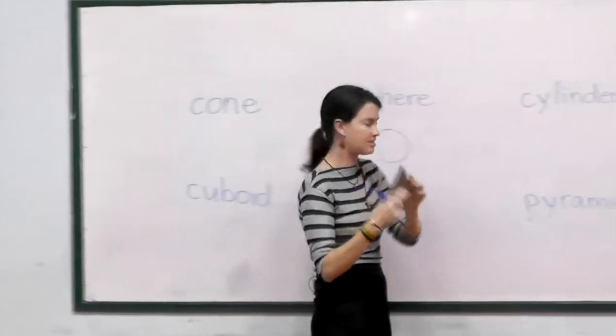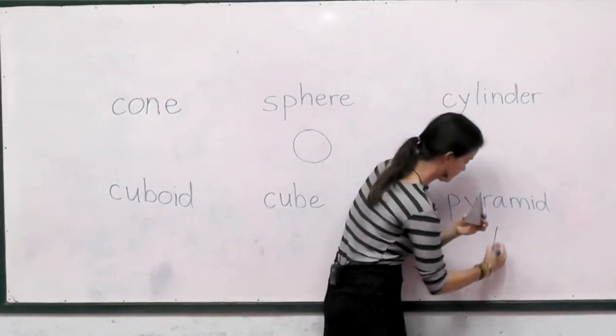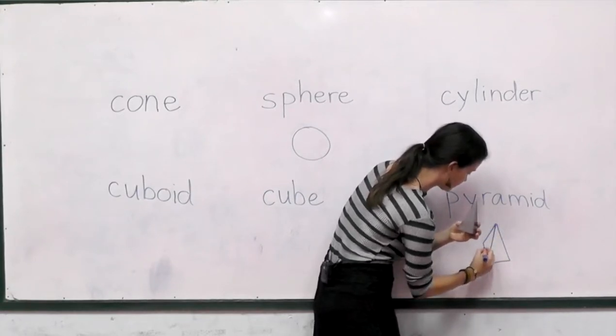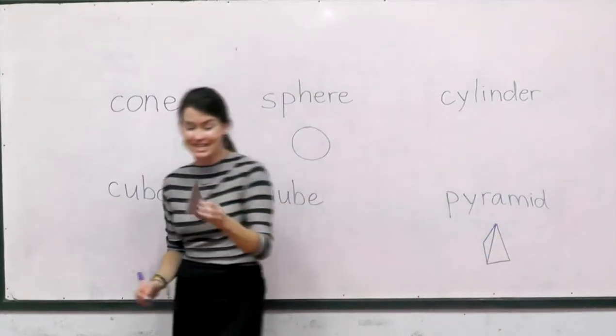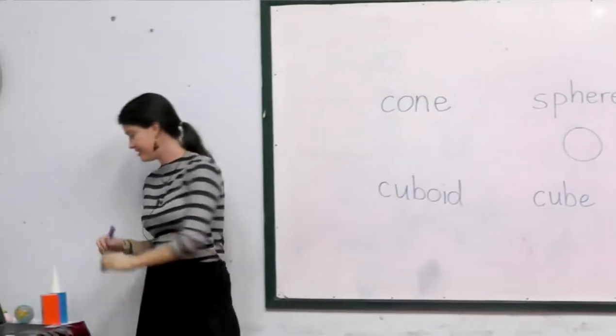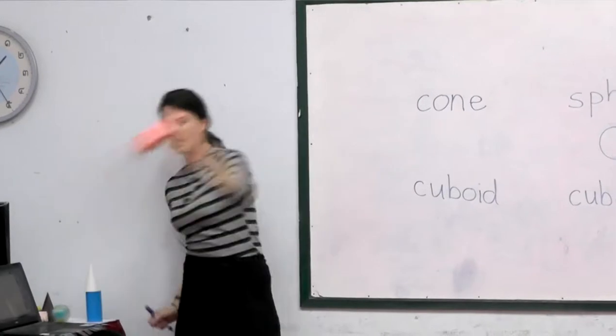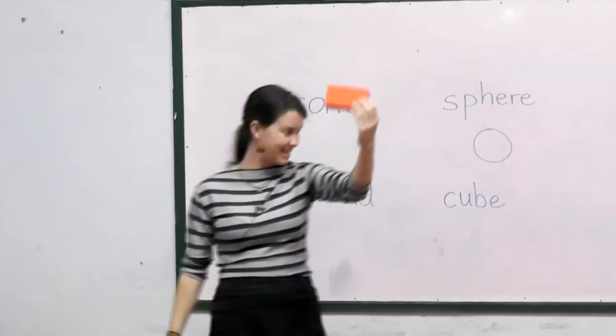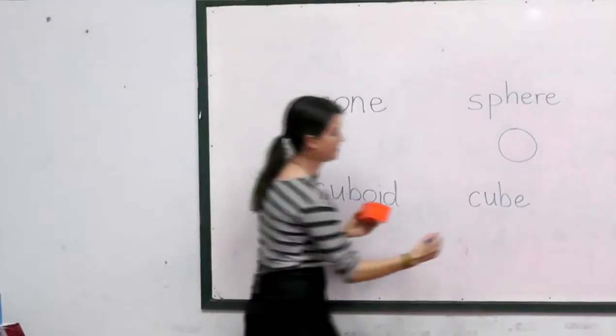Pyramid. What shapes do you see on this pyramid? Triangle. Yeah, it's got a triangle shape to it, or like a little mountain. Yeah, pyramid. Very nice. What's this shape? Cuboid. Very nice.